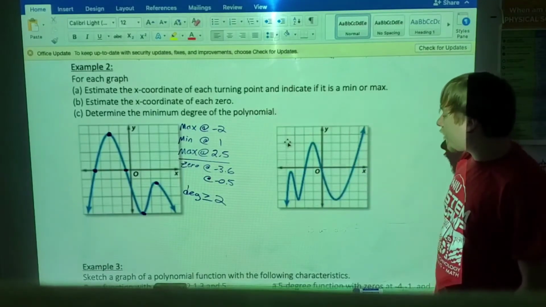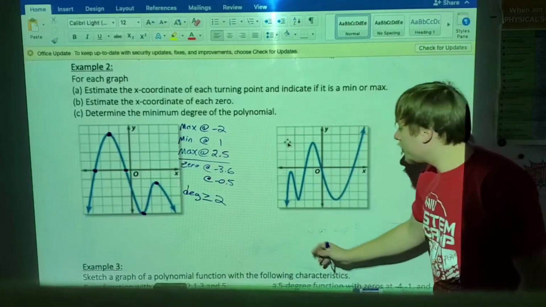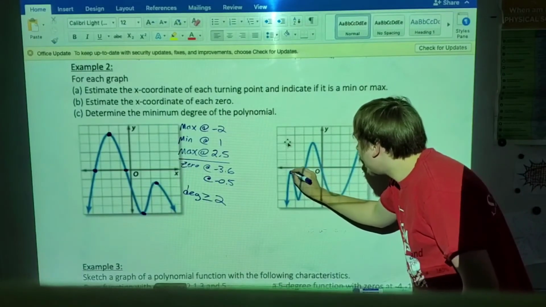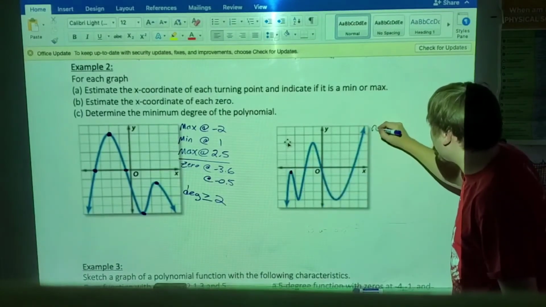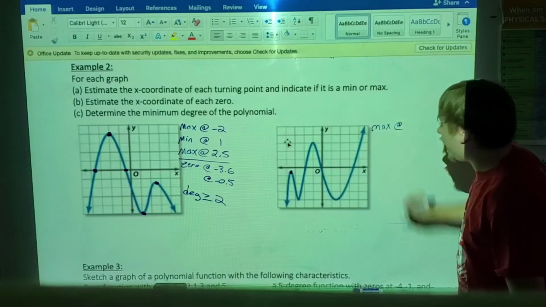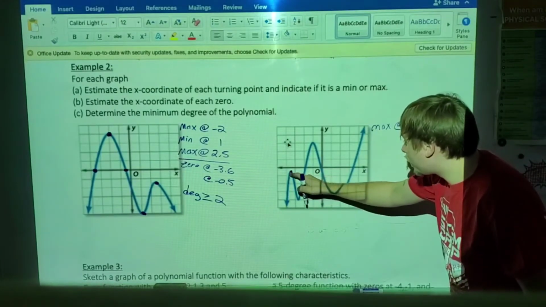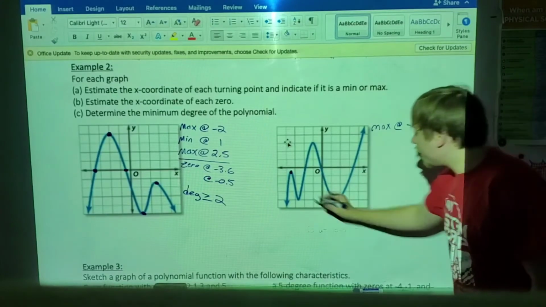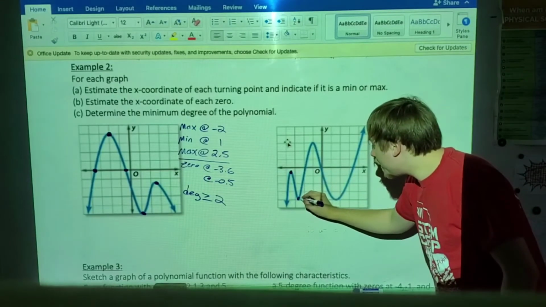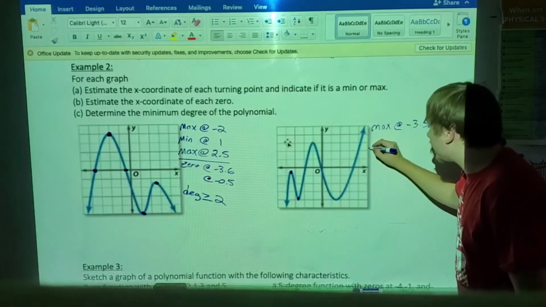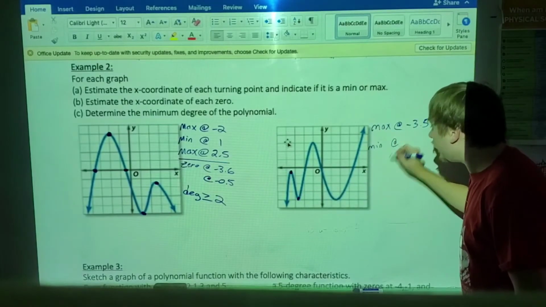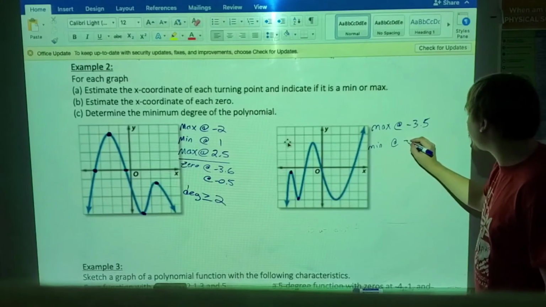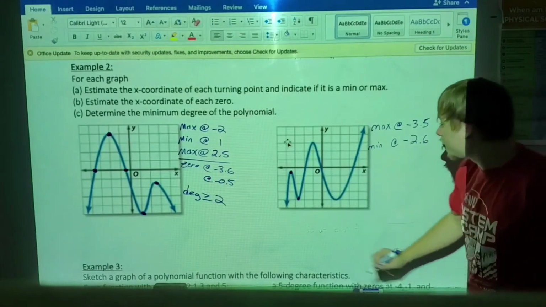We're going to start out with finding our minimums and maximums. If we look at the graph, where's our first turning point? It's about right there. Okay, and it's a high point, so that's going to be a max. And we're at about 1, 2, 3.5 to the left, so -3.5. Okay, let's keep going. We got another turning point right here. This is a low point, and so that's going to be a minimum at 1, 2, a little bit more than 2.5 to the left, so -2.6.